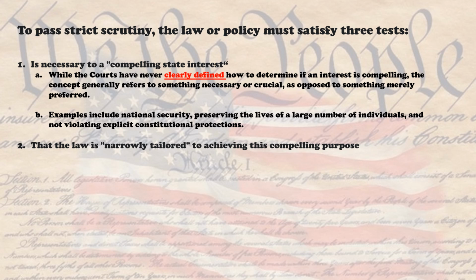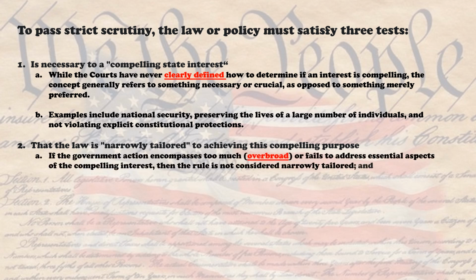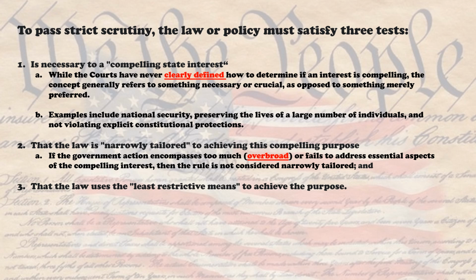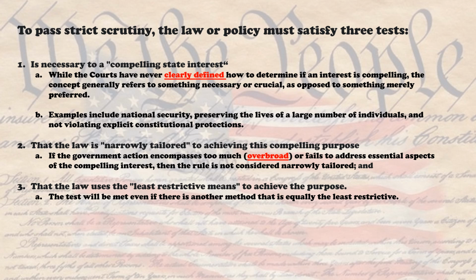Two, a law is narrowly tailored to achieving this compelling goal. If the government action encompasses too much, meaning it's overbroad, or fails to address the essential aspects of the compelling interest, the rule is not considered narrowly tailored. And finally, three, the law uses the least restrictive means to achieve its purpose. A test will meet this even if there's another method that's equally least restrictive.